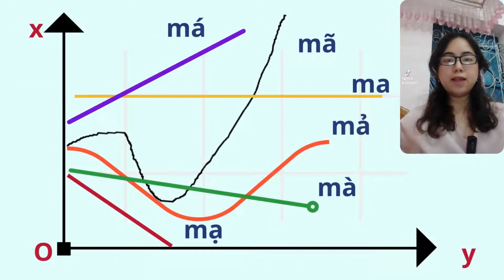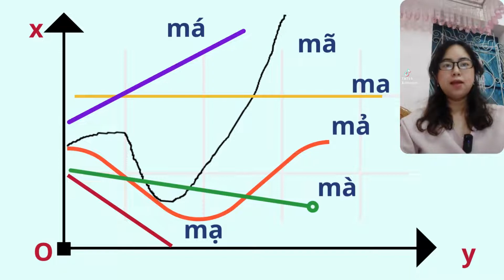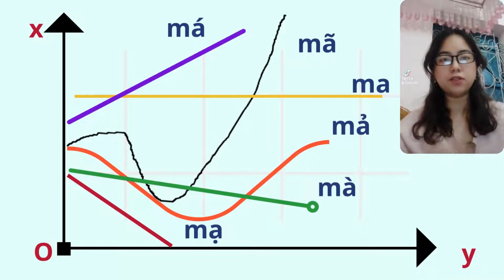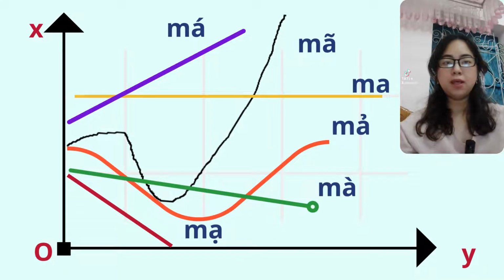Okay, let's look at the diagram here. You will see six different color contours. We have a horizontal axis and a vertical axis. One indicates the high and low pitches of tones, and the other indicates the long and short lengths of tones.